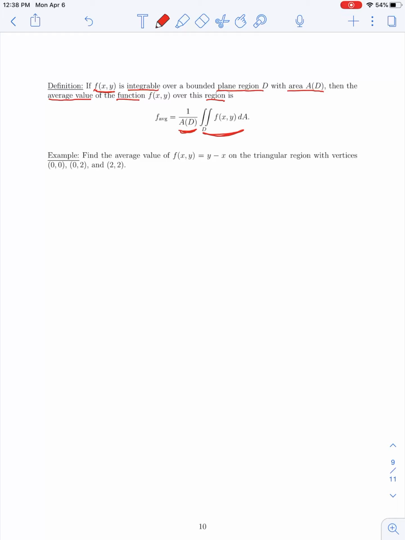So what we're doing is we're evaluating this double integral. We're adding up the values of our function, f of x y, for every point x y in the region D, and then we're dividing by the area of D to calculate what we're defining as this average value. So in our last example, we are asked to find the average value of the function y minus x over the triangular region whose vertices are (0, 0), (0, 2), and (2, 2).